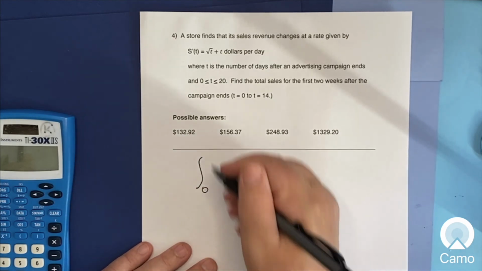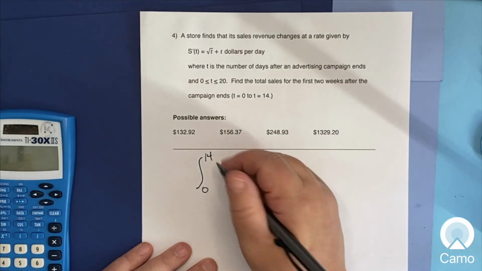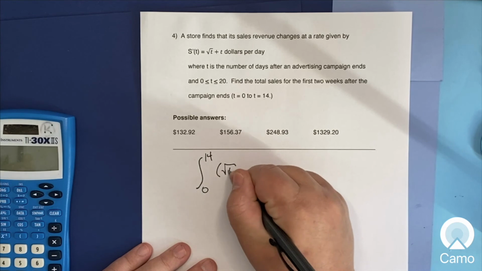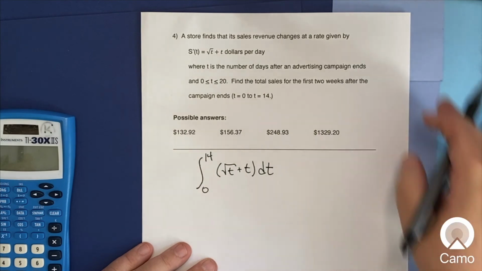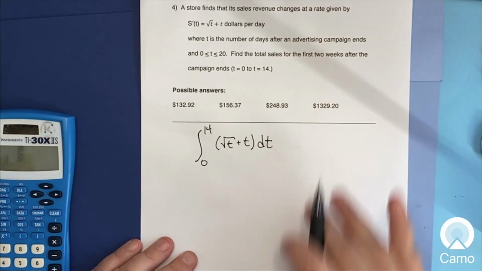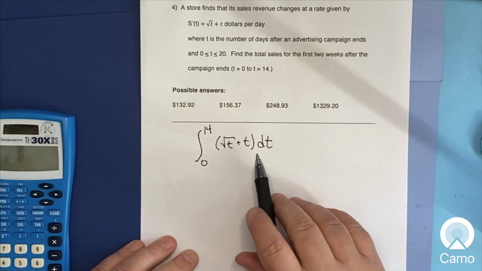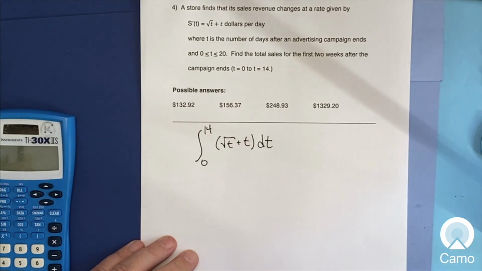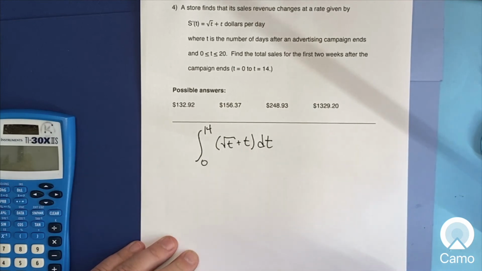So I'm going to set up that integral sign. I'm going to go from 0 to 14 because T is the number of days. I'm going to put in my radical T plus T, and then remember I write dt there. That just tells me that is my variable of integration. And does it have a use? Absolutely. Those of you who've taken more calculus will know that this actually has a physical meaning. It's the width of these little tiny chunks that you're adding up. But for us in this class, it's just telling us we're going to anti-differentiate with respect to T.